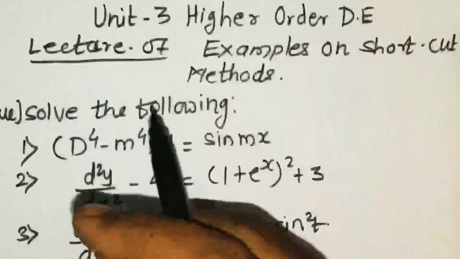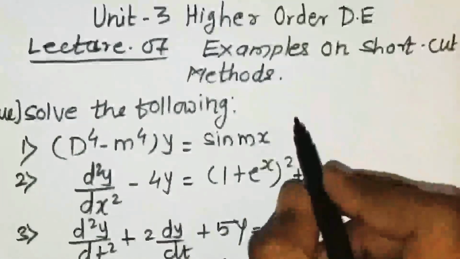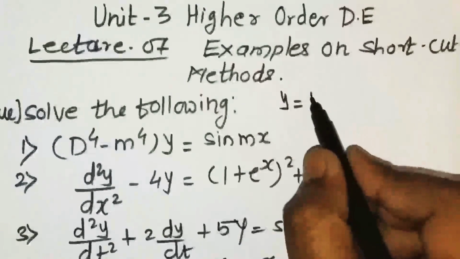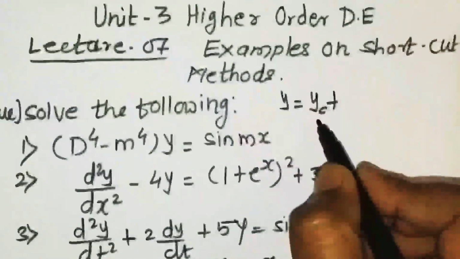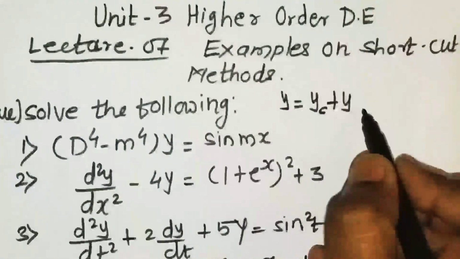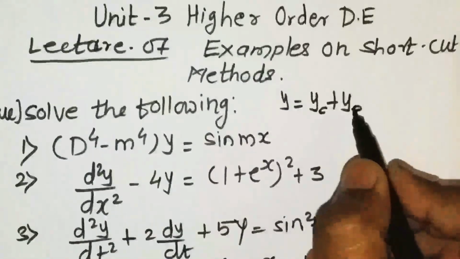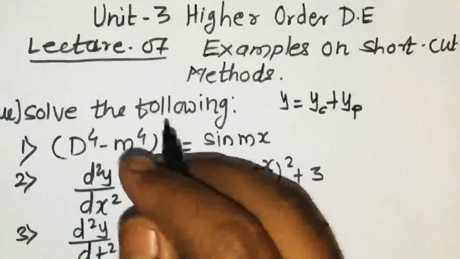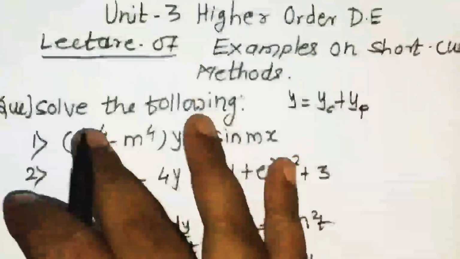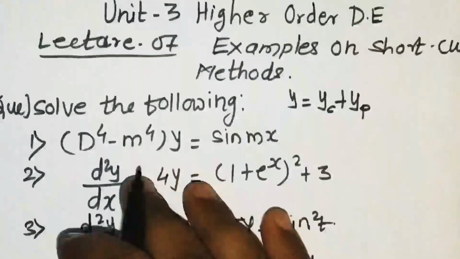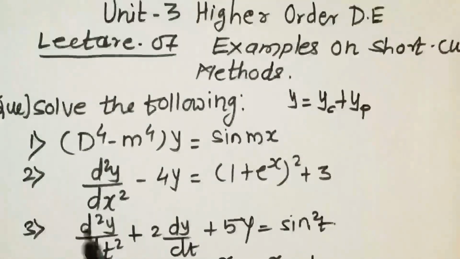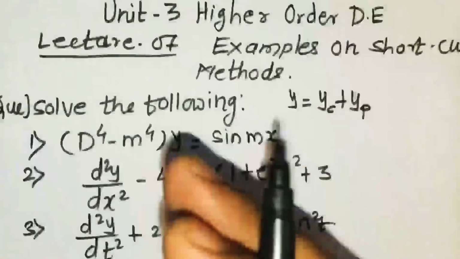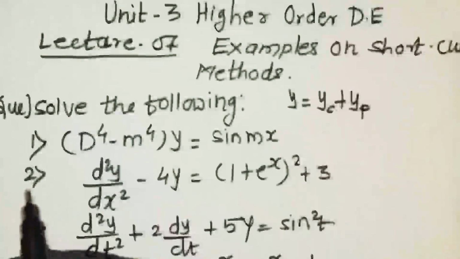The general solution of a non-homogeneous type of differential equation has two parts. One is the complementary function, which we denote by y subscript c, and the particular integral, which we denote by y subscript p. So whenever we have to calculate the general solution of this type of differential equation, we have to calculate two parts of the solution: the complementary function and the particular integral. How to calculate both, we have discussed so far.